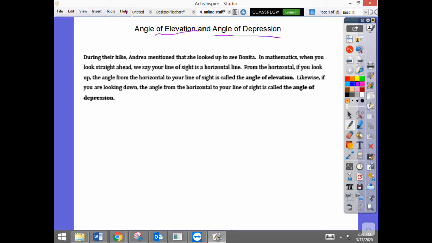In mathematics, when you look straight ahead, we say your line of sight is a horizontal line. From the horizontal line, if you look up, the angle from the horizontal to your line of sight is called the angle of elevation. Likewise, if you are looking down, the angle from the horizontal to your line of sight is called the angle of depression.